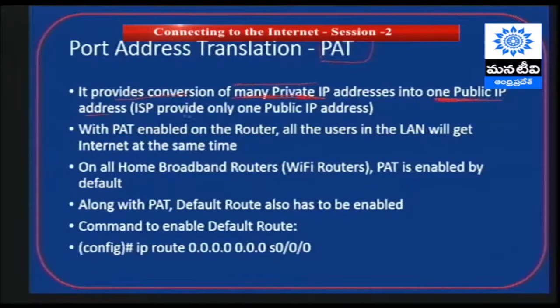And this public IP address is provided by the ISP. He will give only one public IP address, and in our network we have multiple users, and all these private IPs are converted into one single public IP address. So with PAT enabled on the router, all users can access the internet at the same time. On the home broadband routers or the Wi-Fi routers, this PAT feature is enabled by default. We don't have to do any additional configuration.